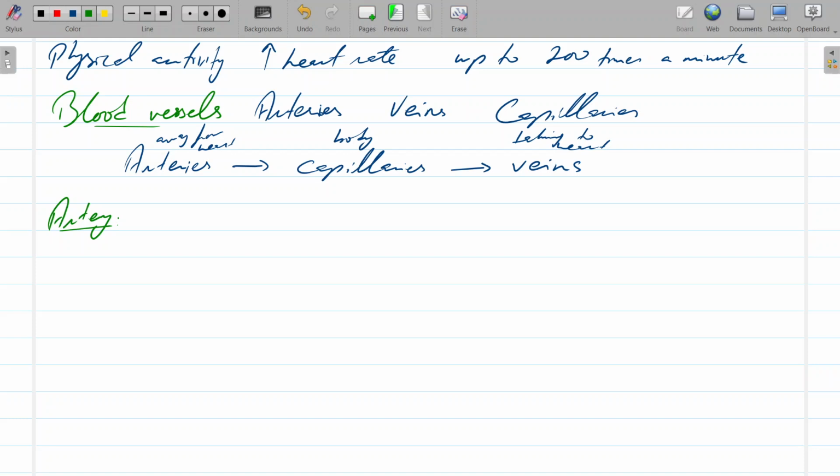Right, so arteries, as I mentioned, carry blood away from the heart to the body, or in the case of the pulmonary artery, to the lungs. And the blood is usually oxygenated. Why are we saying usually? Because you have the pulmonary artery, which is carrying deoxygenated blood to the lungs.